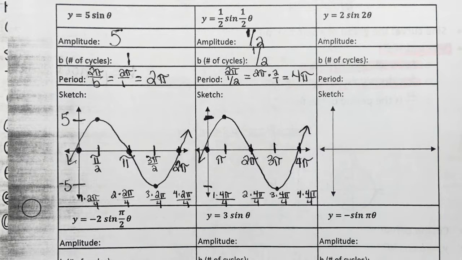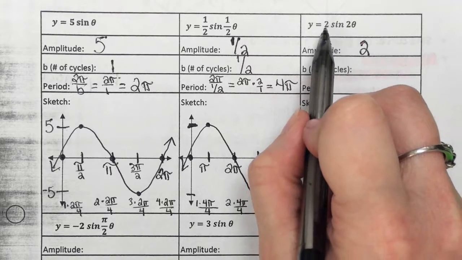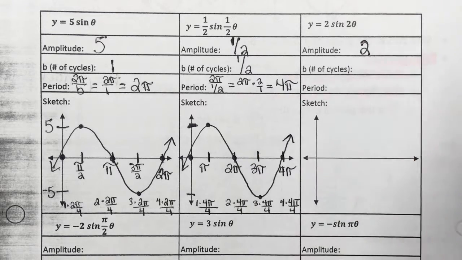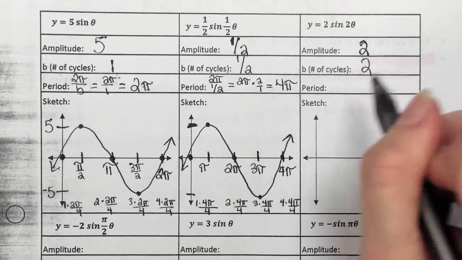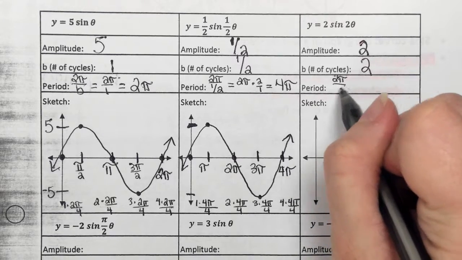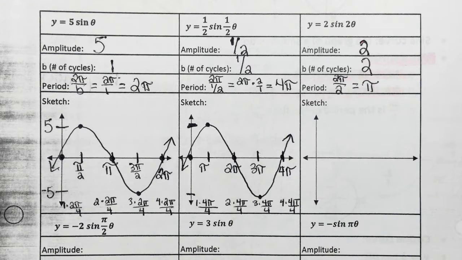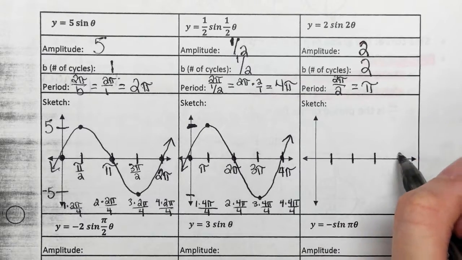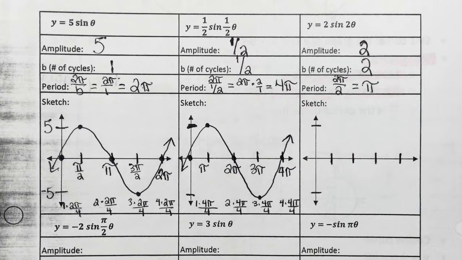Okay, I'm going to do this last one with you. And then I'm going to let you do those 3 on your own. Okay, ready? Here we go. What's the amplitude? 2. How'd you get that? Because it's the very first number. A is the first letter in the alphabet, right? So the amplitude is the first number. Number of cycles is always that number in front of theta, which is 2. Period is 2 pi divided by B, which in this case is 2 pi over 2, which is just pi. All right. 4 tick marks on the x-axis, 1 maximum, and 1 minimum on the y-axis.